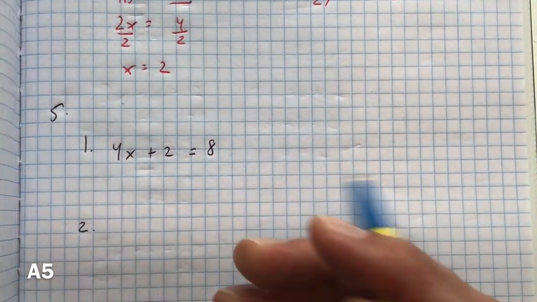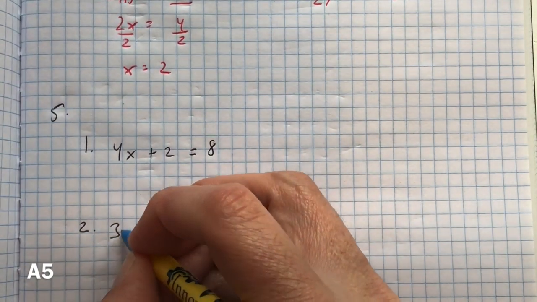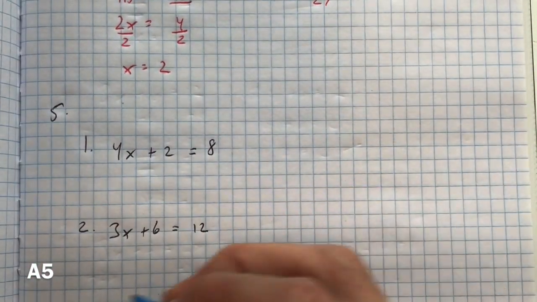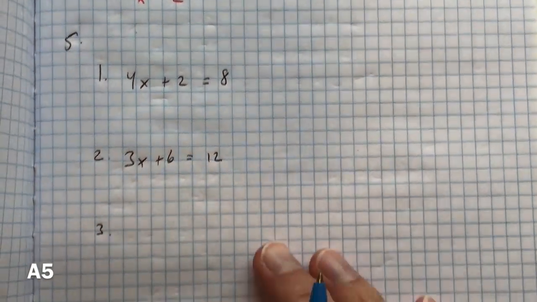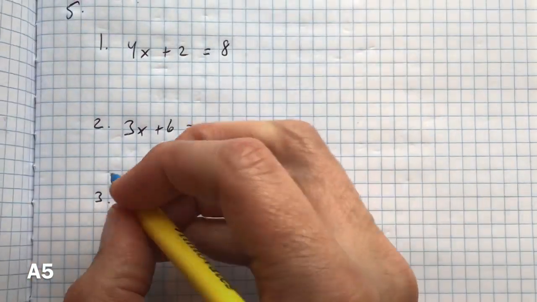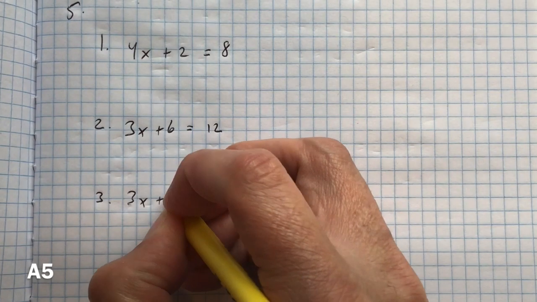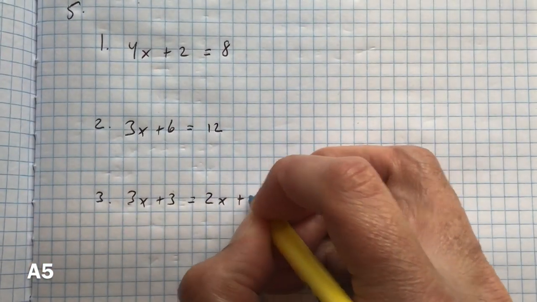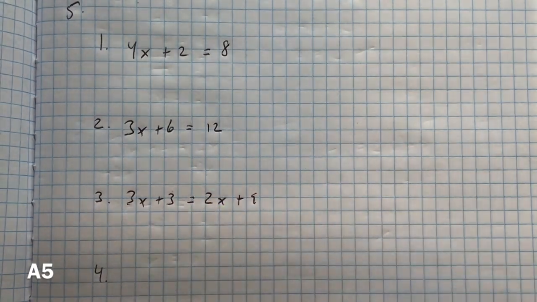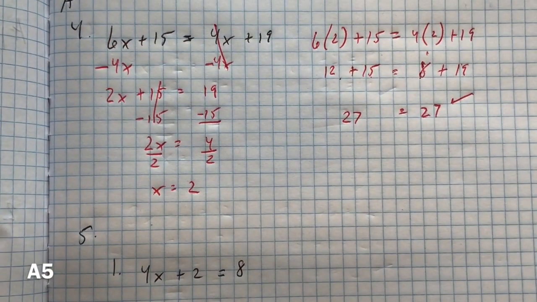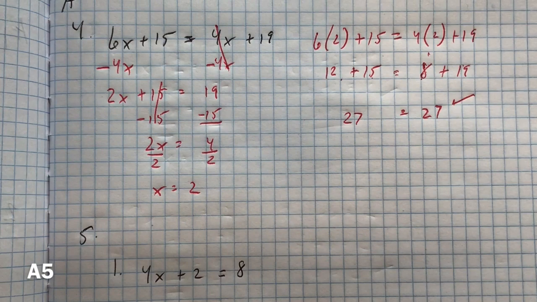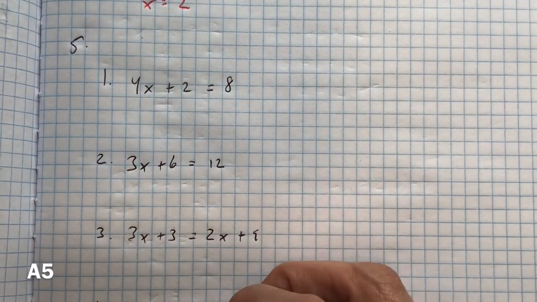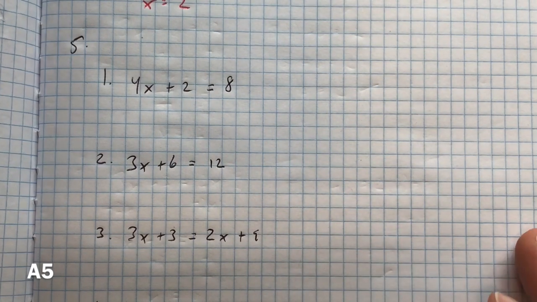And then 2, we had 3x plus 6 equals 12. For 3, we had 3x plus 3 equals 2x plus 9. And 4, we had 6x plus 15 equals 4x plus 19.